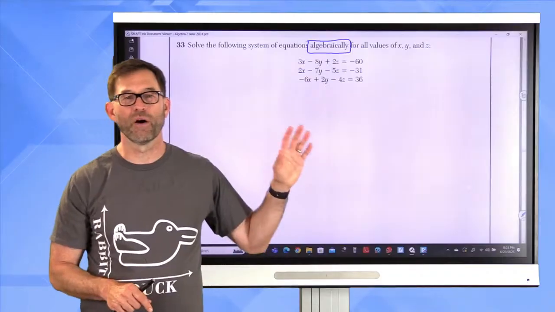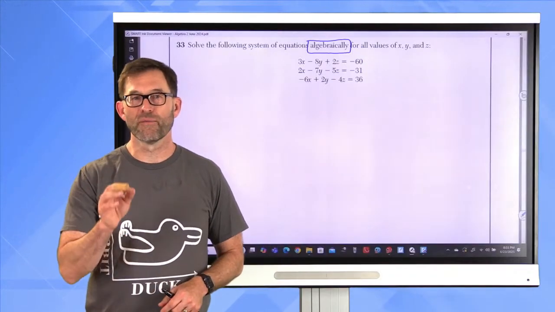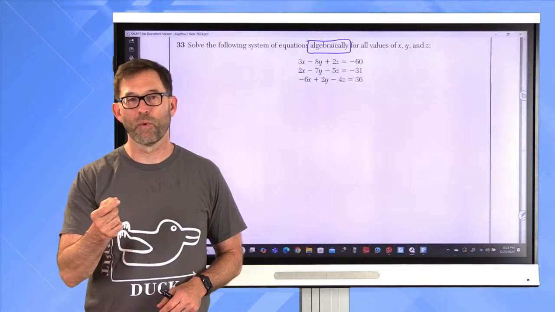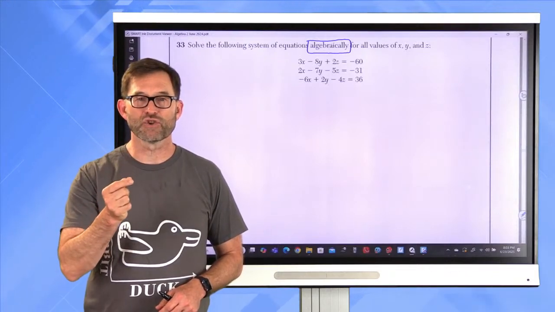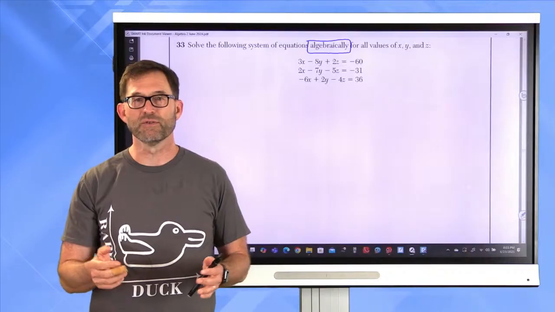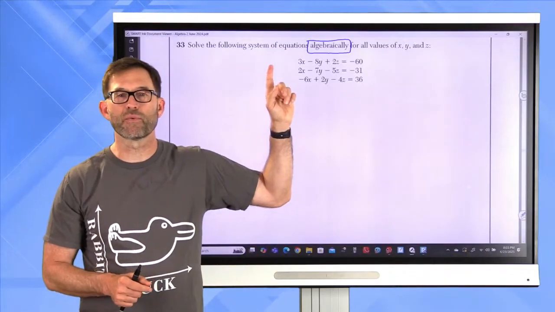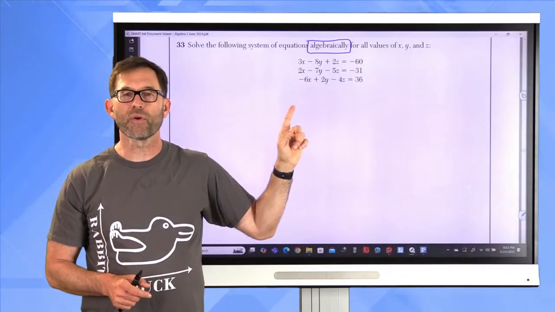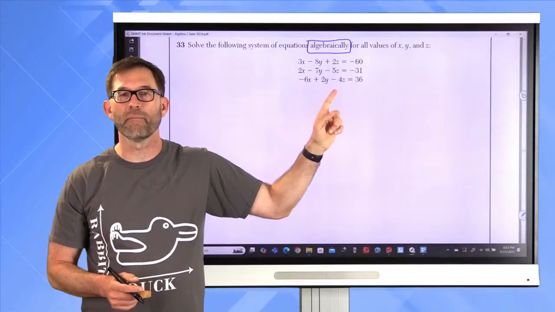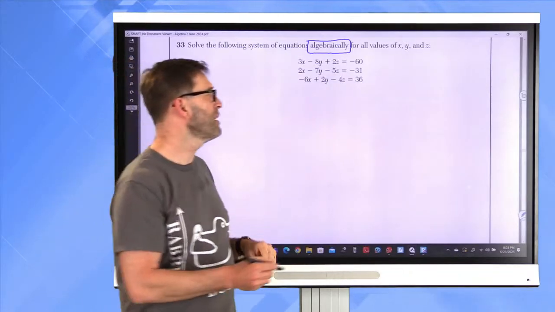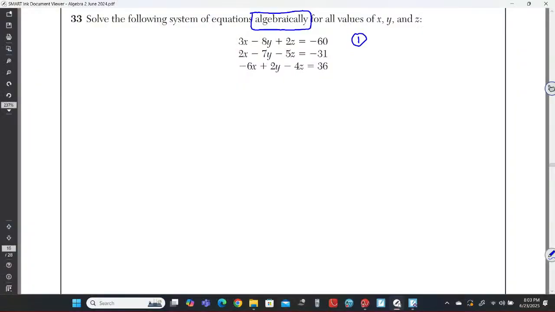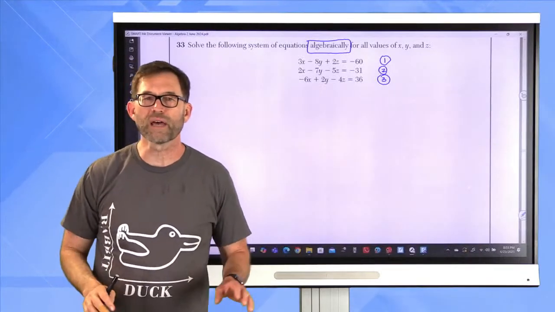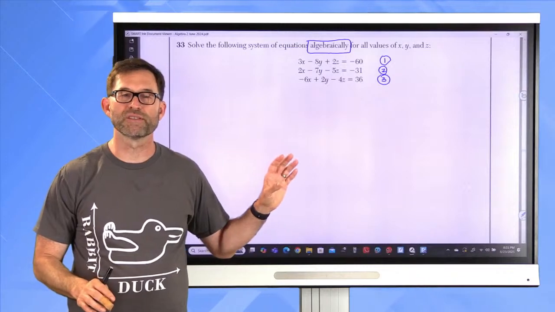All right, so how do we solve this? Well, we do it very similar to how we solved 2 equations with 2 unknowns back in Algebra 1. We use the method of elimination, but we have to do it in stages. Now, notice the first equation is 3x minus 8y plus 2z equals negative 60. And the third equation is negative 6x plus 2y minus 4z equals 36. I'm going to label these 3 equations 1, 2, and 3 so that it's a little bit easier to follow my work.